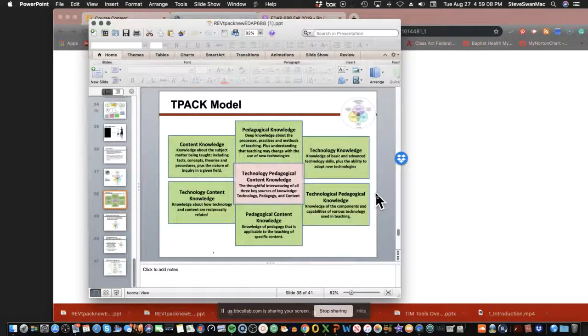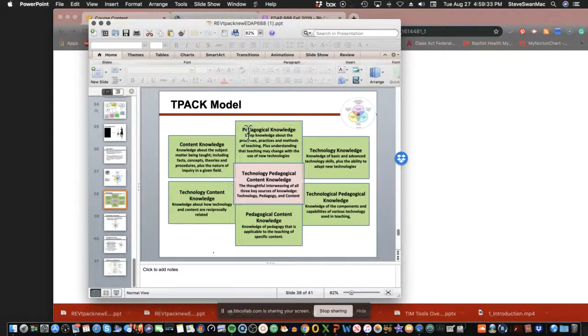Under pedagogical technological knowledge, it's an understanding of what technology can support what pedagogy. Are you hearing what I'm saying to you all the time? We'll come back to it. Here are the different pedagogies that are applicable.